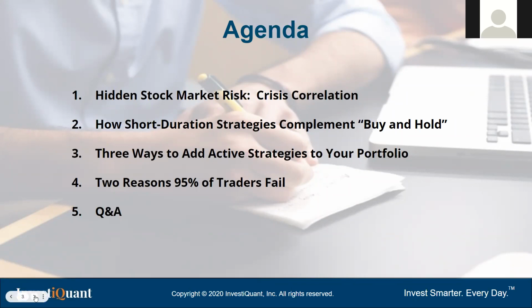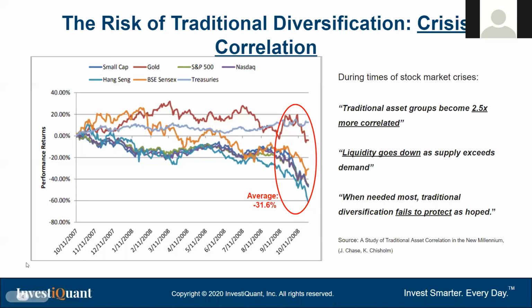All right, so the first thing we're going to talk about is a topic called crisis correlation. This is a risk for many investors, and this is a screenshot of a chart that came from a study. You can Google it if you're interested in learning more. The study is called a study of traditional asset correlation in the new millennium. And what it was looking at is what happens to traditional assets in times of crisis.